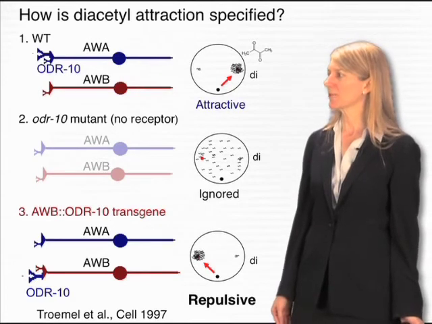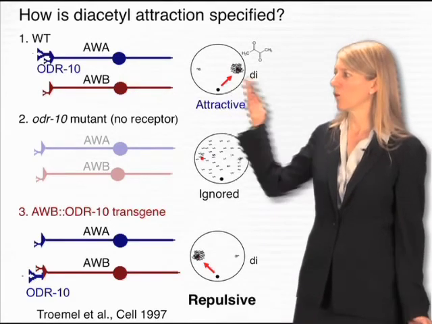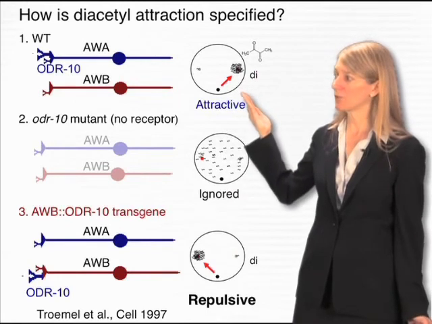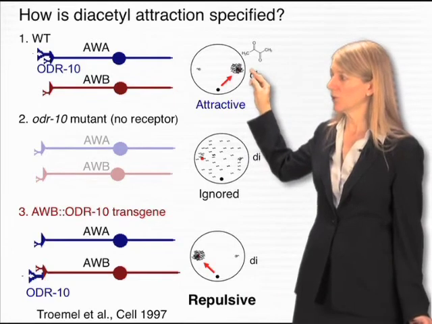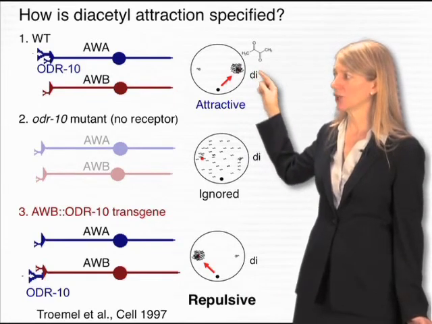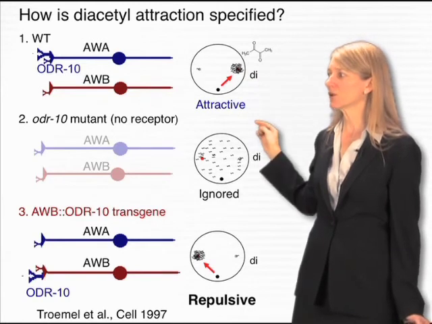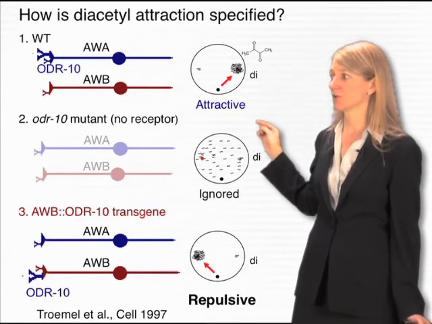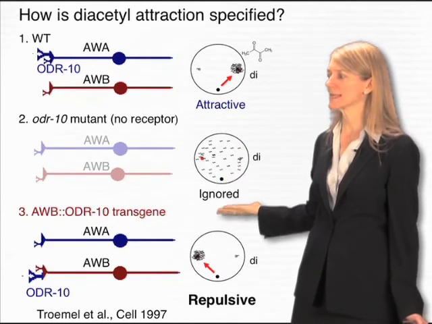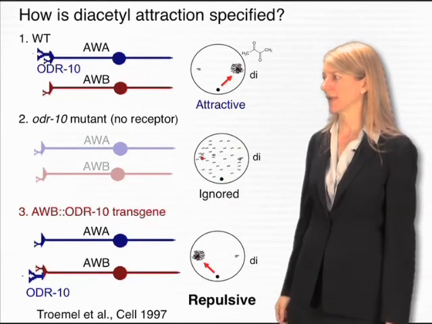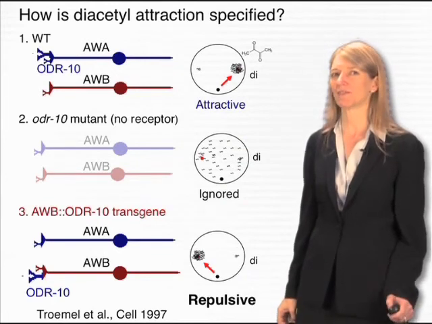So that's illustrated by comparing panels 1 and 2 here. A wild-type worm, or a wild-type group of worms, when placed in an environment with diacetyl at one location, will quickly approach the diacetyl and accumulate at the source of this delicious odor. If the odor 10 gene is absent, if there's no receptor, the animals now ignore the odor. They'll scatter at random across the environment as if nothing was happening. So that tells us that odor 10 is required for detection of the odor.